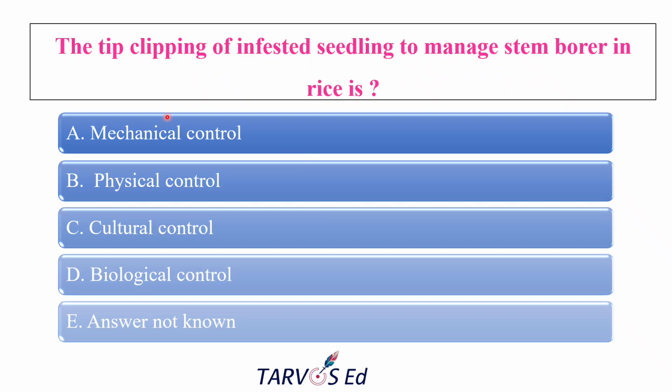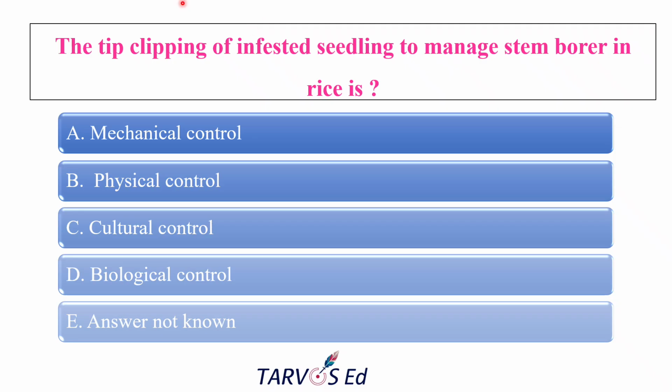Okay. And the next question is: tip clipping of infested seedlings to manage rice yellow stem borer, Scirpophaga incertulas, in rice. There is one practice usually followed in the rice field, that is tip clipping. The seedling tip will be clipped. They ask which control method this comes under: mechanical, physical, cultural, or biological.